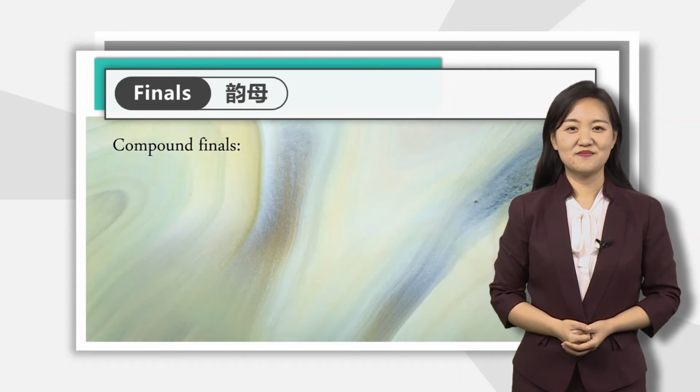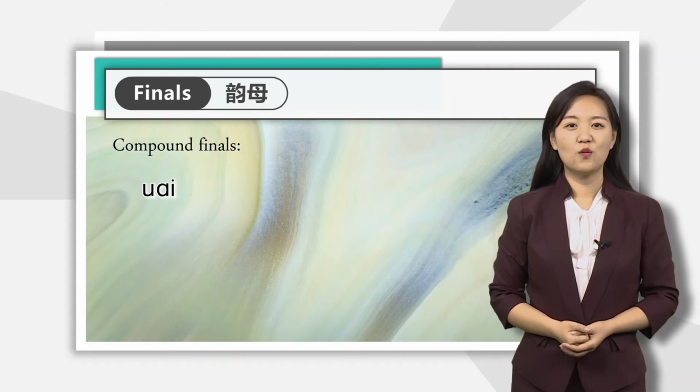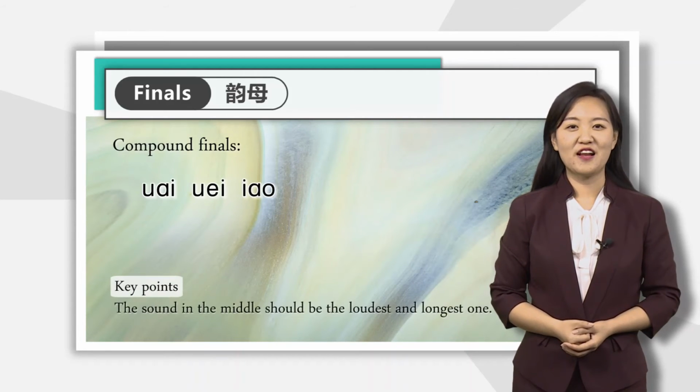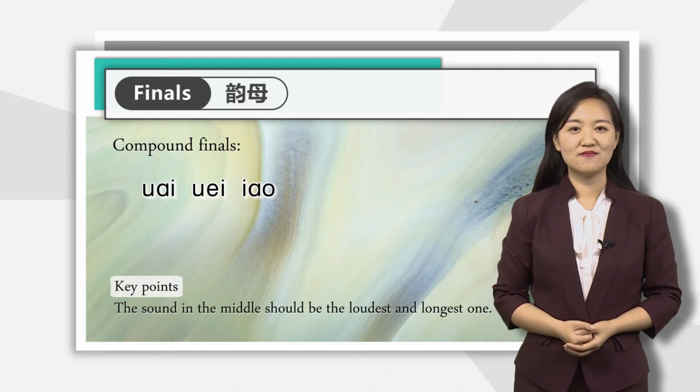Next group. Yi, wei, yao. When pronouncing these three finals, the middle sound should be the longest and loudest one. Read after me. Yi, wei, yao. Well done.